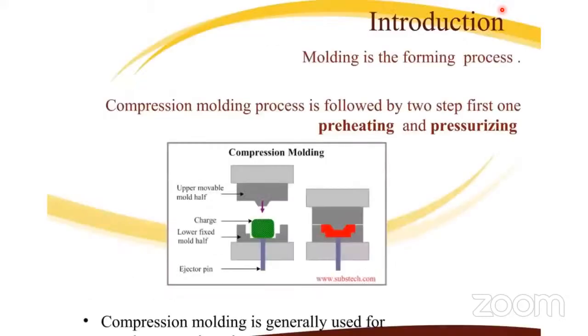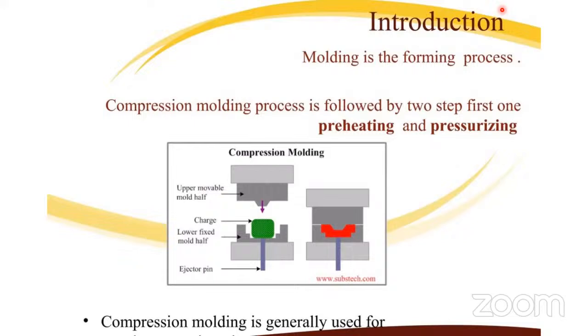Now, friends, today we will start the compression molding process. First, we will complete the compression molding and then we will start the transfer molding process. Now, what is the compression molding process? It is a two-step process, friends. First, you have to preheat the material, and then pressurize the material.